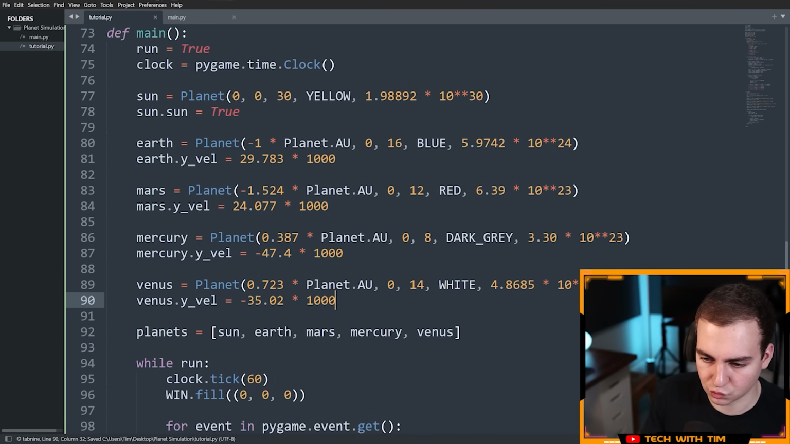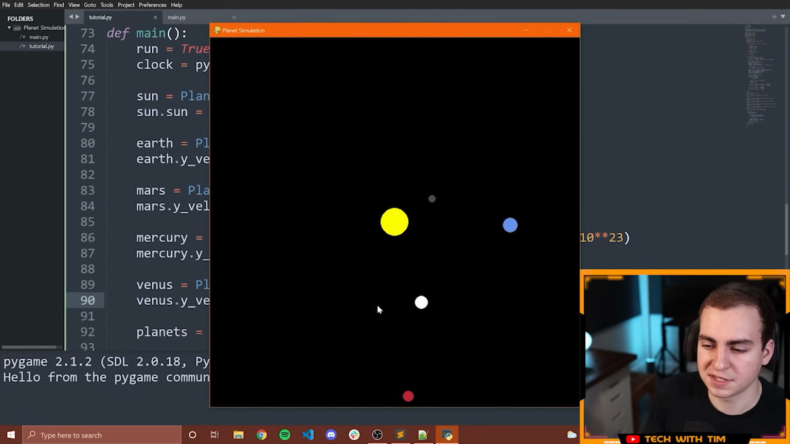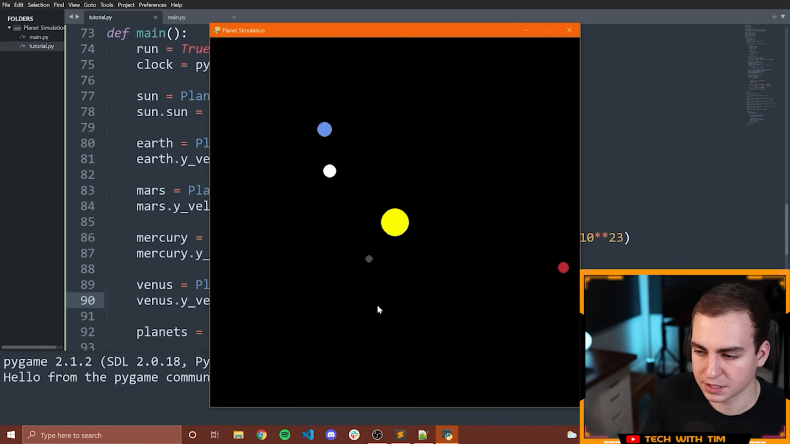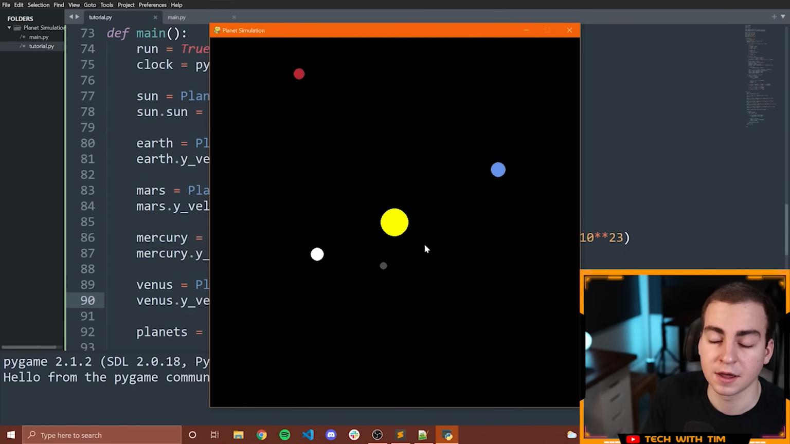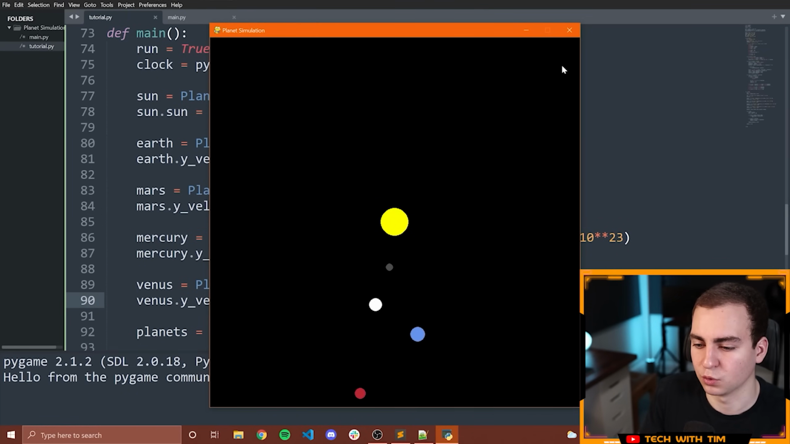Okay, so let me actually just run this now, and we should see that they orbit. So let's have a look. Okay, so there we go. Now we have an orbit. Obviously, it doesn't look as cool when we're not drawing the orbits, but notice that they're all moving in the same direction, and obviously the ones that are closer to the sun are moving faster. Perfect, so the simulation seems to be working.